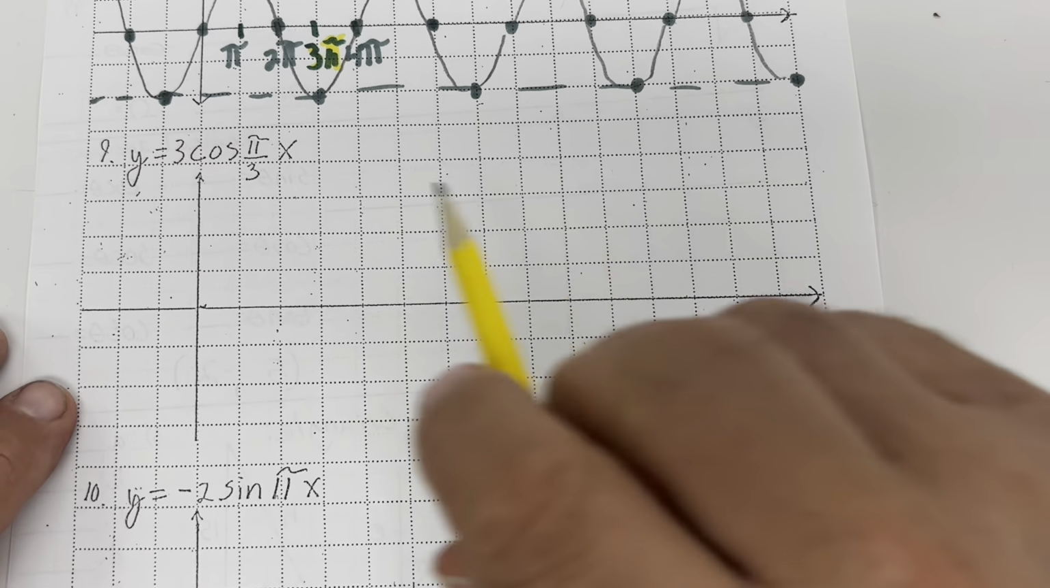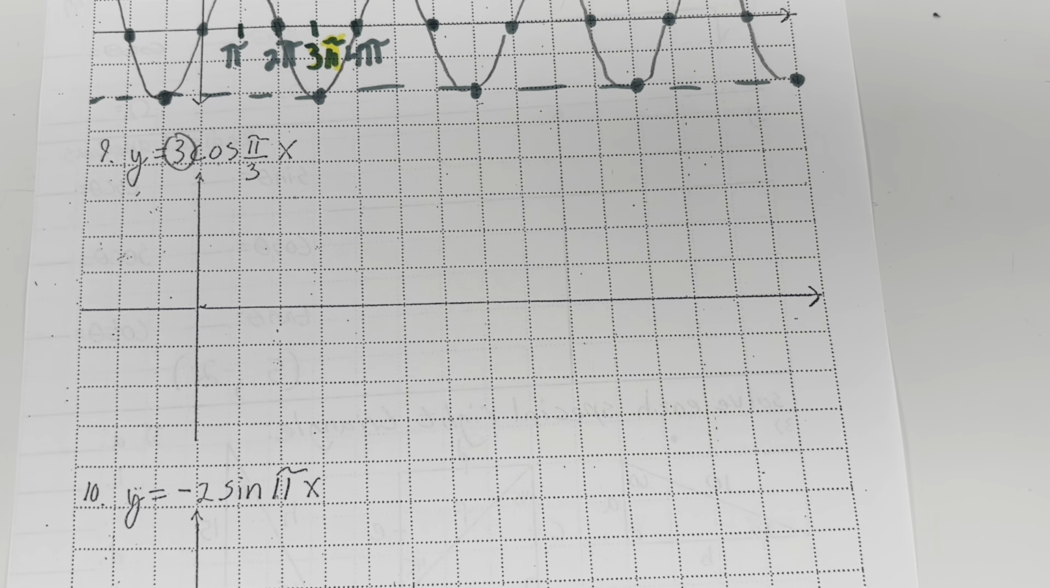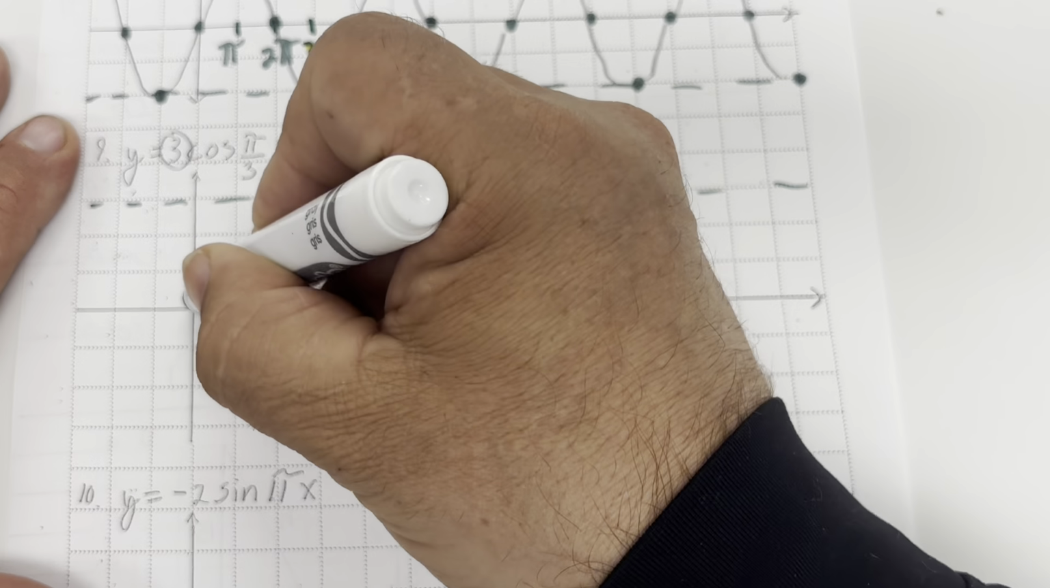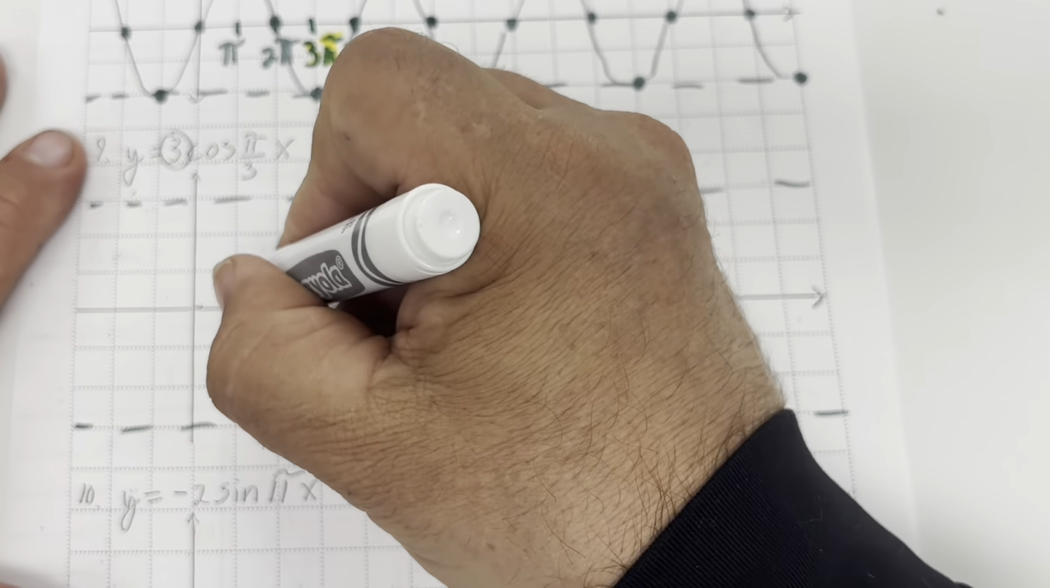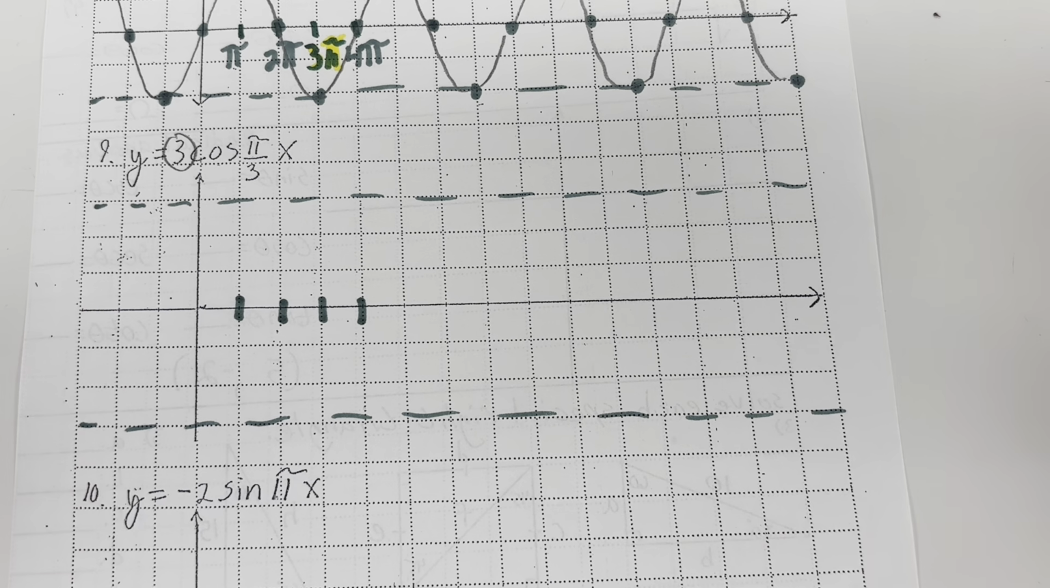Next graph, y equals 3 cosine pi over 3. Our amplitude is 3, so graphically that means we go 3 up, upper boundary. We go 3 down, lower boundary. We're going to go right 1, 2, 3, 4. Everybody get on the dance floor.